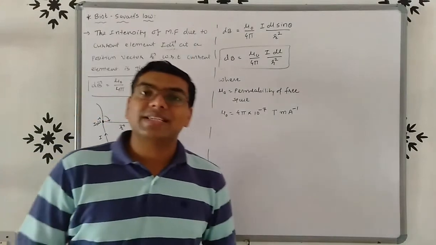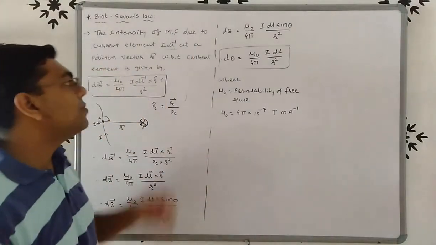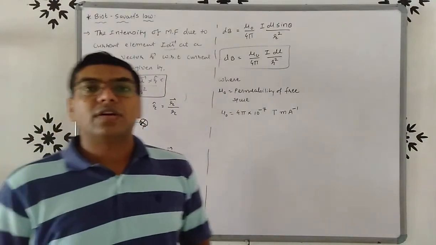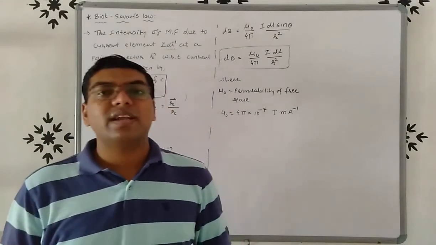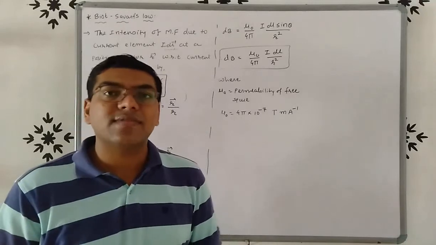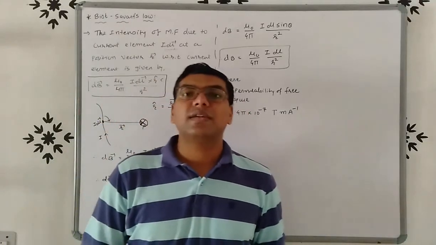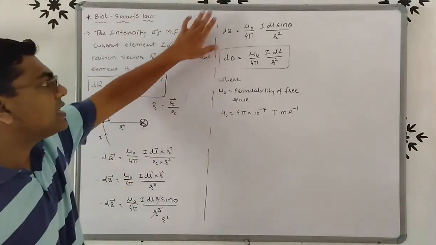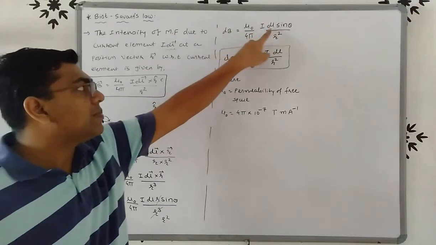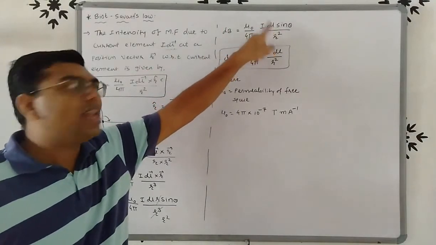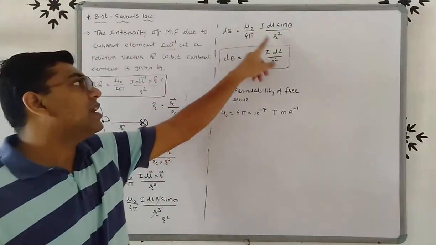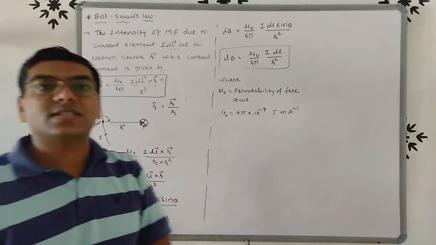If we want to write the maximum value, then sin 90 is 1. So dB is equal to mu 0 by 4 pi I dl upon r square. What is mu 0? Mu 0 is the permeability of free space. The value of mu 0 is 4 pi into 10 raised to minus 7 Tesla meter per ampere. Now from this formula we can say that magnetic field is directly proportional to current, directly proportional to element of length dl, directly proportional to sin theta, and inversely proportional to square of distance.